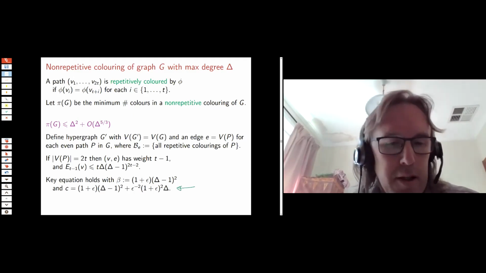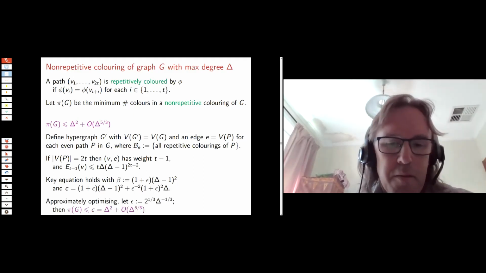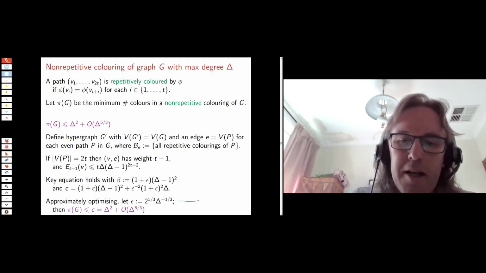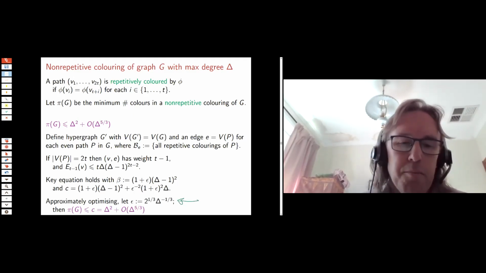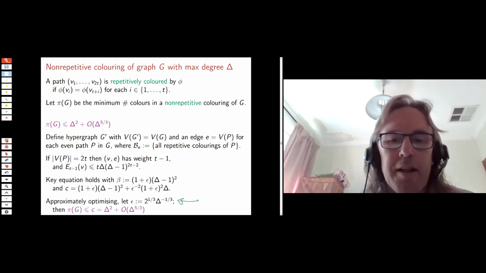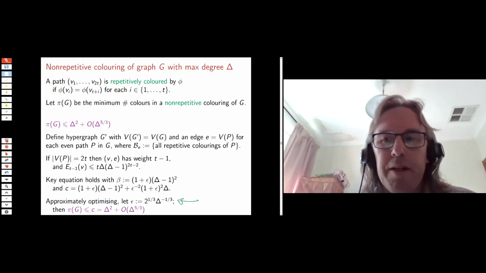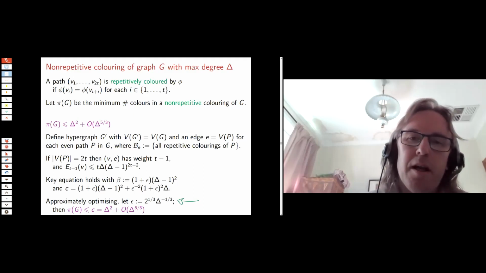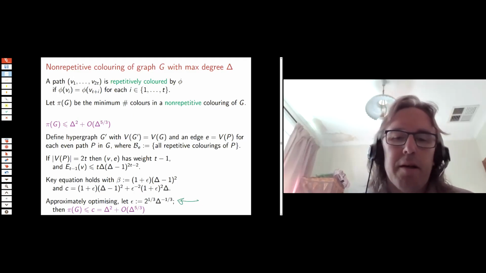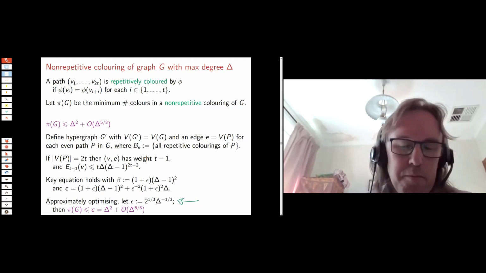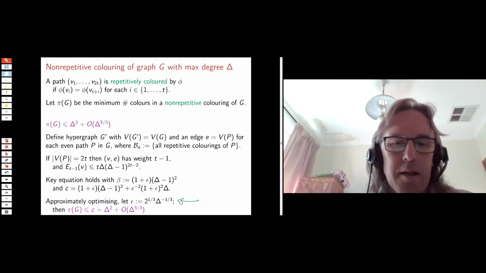You can approximately optimize this to any degree, and this pops out as the right choice for epsilon, and you plug that in, and then you find that the number of colors is delta squared plus big O of delta to the 5/3. It gives exactly the best known bound. And this is what Rosenfeld did, specialized in the setting of non-repetitive coloring. But the generic framework picks up that setting and gives you the same answers.